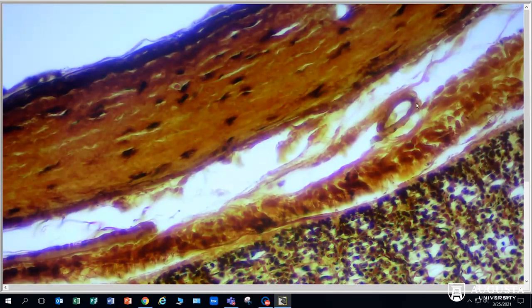Notice how we have a couple of structures here. This circular structure is the cross-section of a blood vessel. Here we can actually see a longitudinal blood vessel, and we can see that there are red blood cells suspended in that blood vessel. The blood supply is anchored to the external surface of the brain in the arachnoid mater.